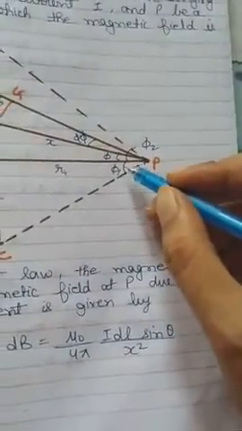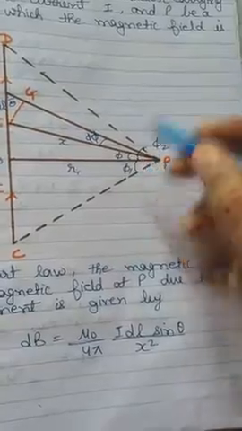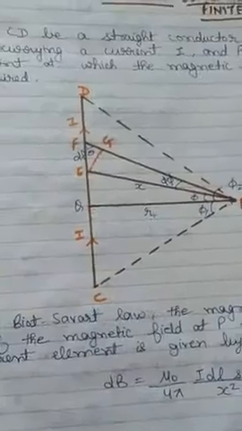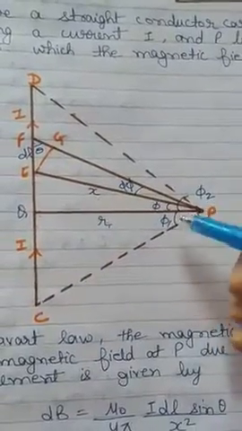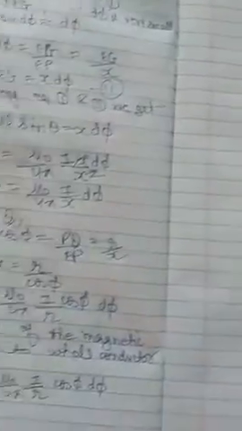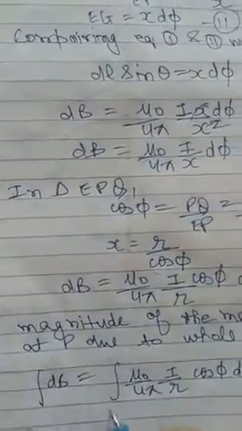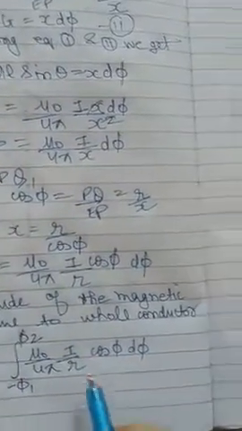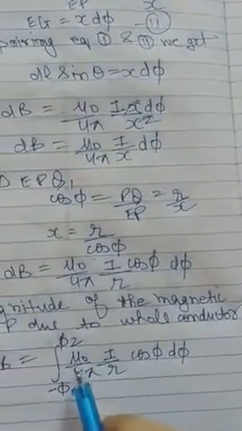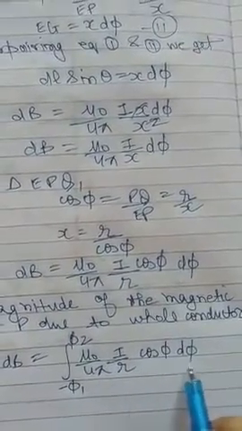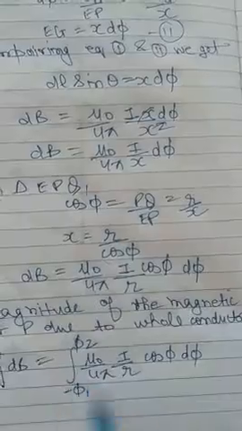So now here you can see that this angle is phi 1 and this whole angle is phi 2. So when we will integrate, it will become from minus phi 1 to phi 2. From here till here whole angle we have to integrate. So this limits will become minus phi 1 to phi 2. Now if you will see, this mu naught by 4 pi I by R, this whole value is a constant, and here we will integrate cos phi d phi. So this will take it out.